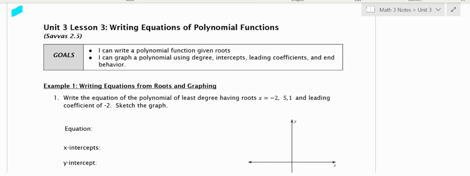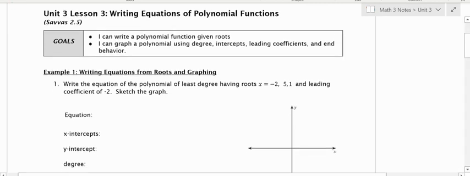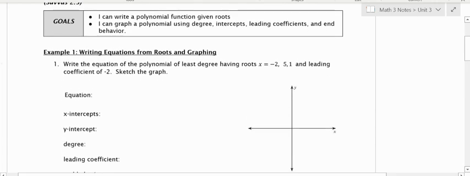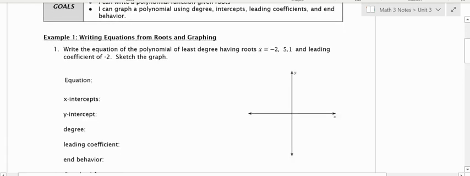This is the video for Unit 3, Lesson 3, Writing Equations of Polynomial Functions. The goals of this are going to be to write a polynomial function given roots, graph a polynomial function using degree, intercepts, coefficients, and end behavior.